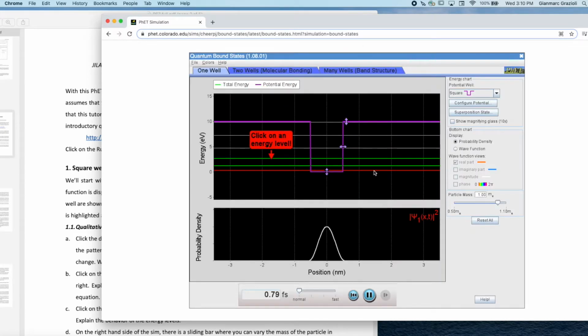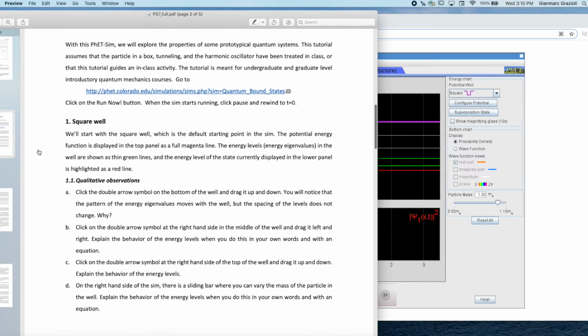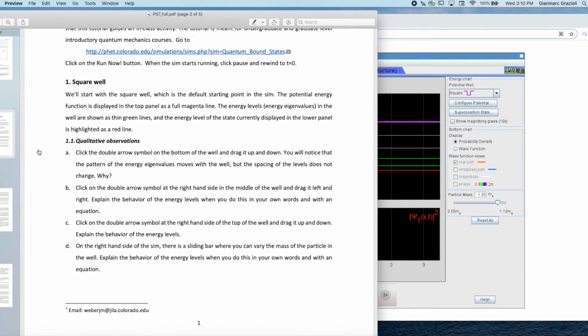Okay, so here's our energy levels. We can click on them. We know this from class already. Okay, I'm here now. We'll start with the square well.